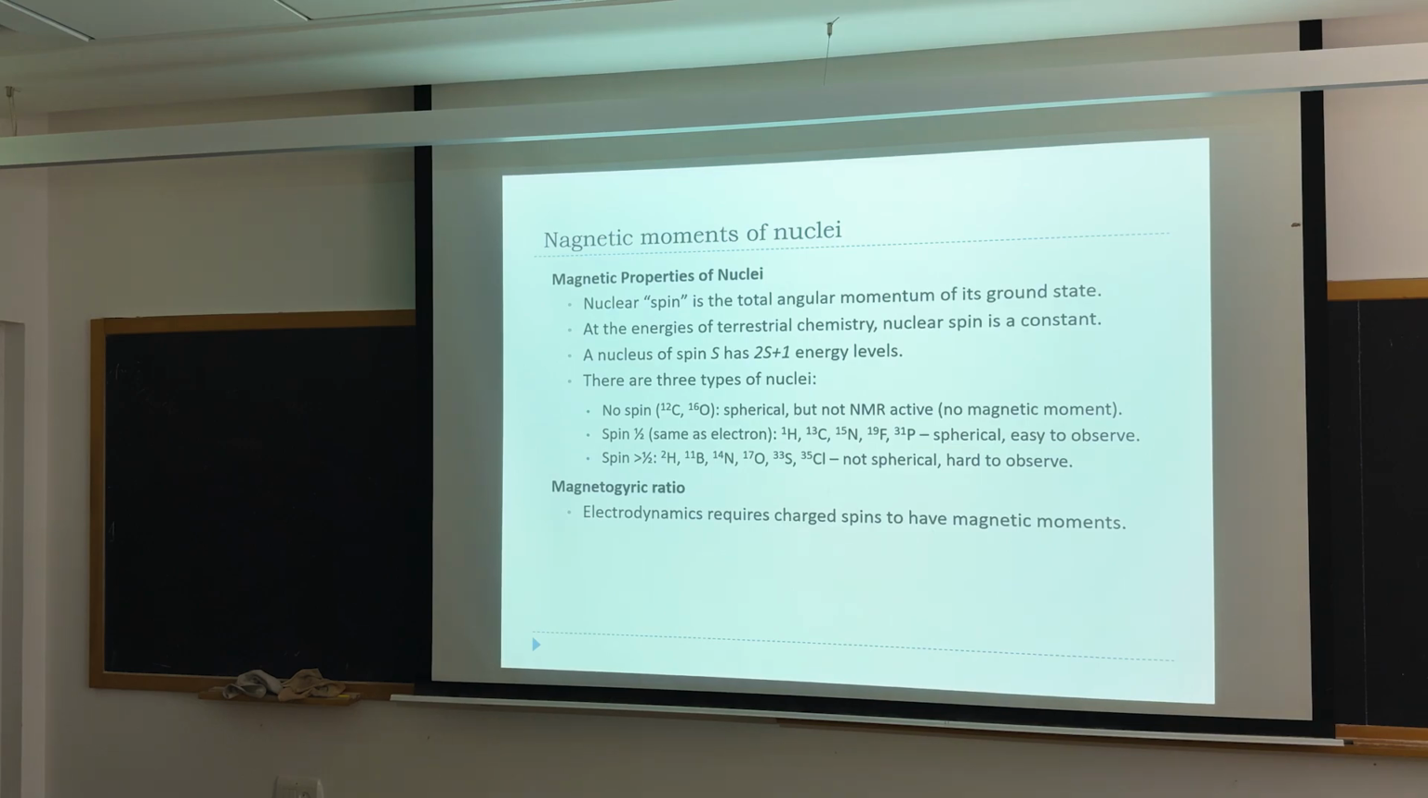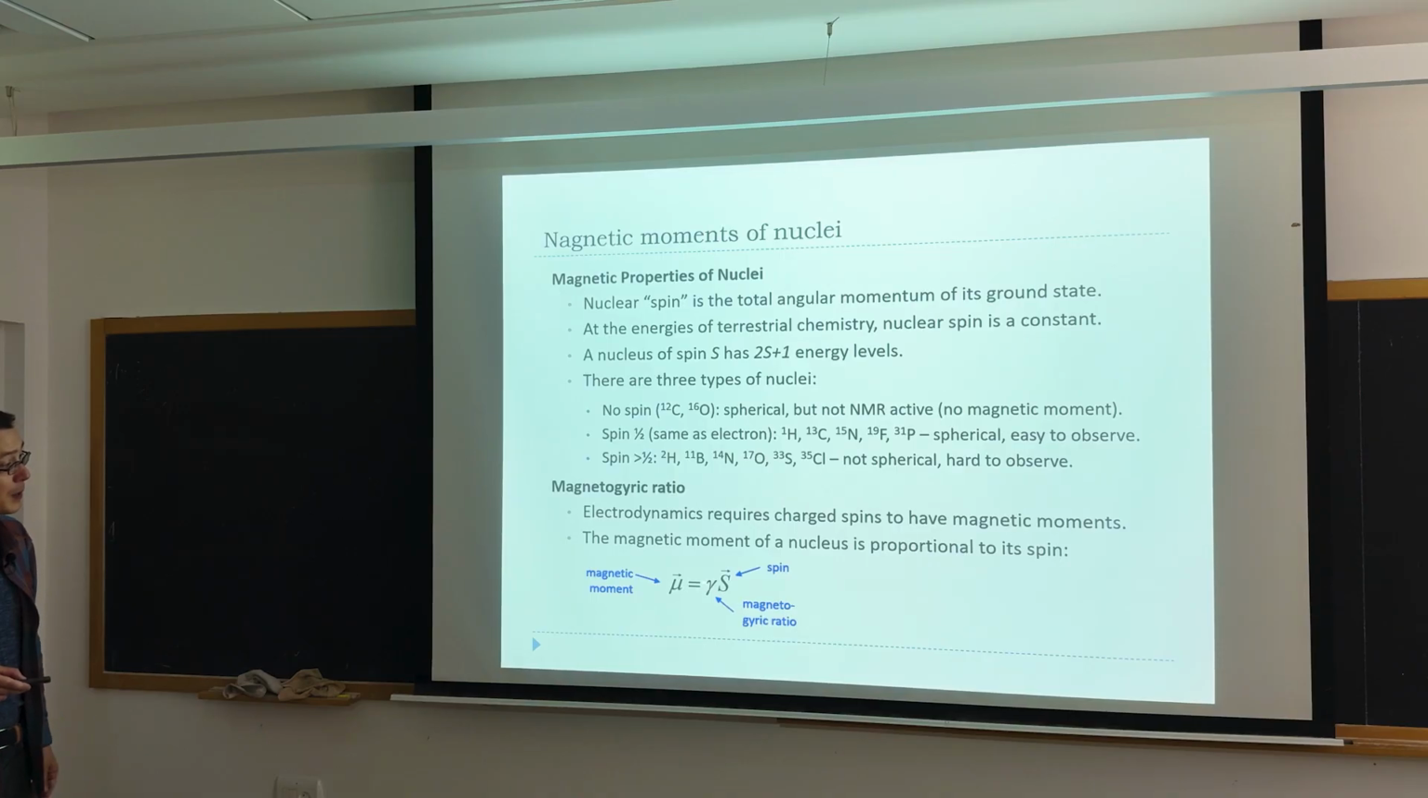Magnetogyric ratio: we derived it in broad outlines in the previous lecture. Electrodynamics requires charged spins to have magnetic moments. This is where it comes from. And the magnetic moment of a nucleus is proportional to its spin. That is to say, if we have a vector of the nuclear spin as an observable, there is a proportionality coefficient, I showed you in the previous lecture where it comes from, that relates the spin to the magnetic moment. And because a magnetic dipole, when you put it into a magnetic field, acquires an additional energy depending on the relative orientation of these two, we get the energy level splittings.